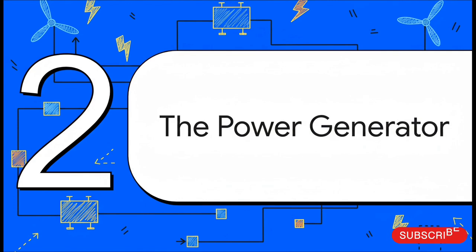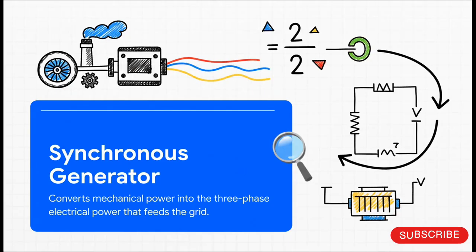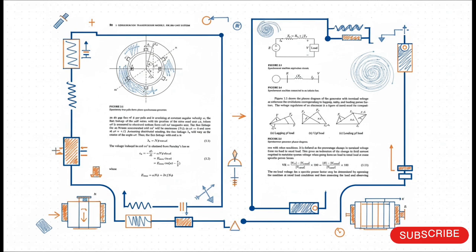All right, so let's do just that. We'll start right where the power is born, inside the power generator. You can really think of this as the heart of the entire grid. It's the source of all that electrical energy. Okay, so the technical name for this thing is a synchronous generator, but you can just think of it as a giant alternator, kind of like the one in your car, but way bigger. Its whole job is to take the spinning force from a turbine and turn it into the three-phase power that runs our entire world.